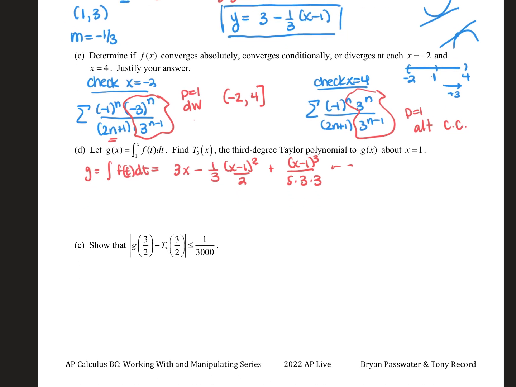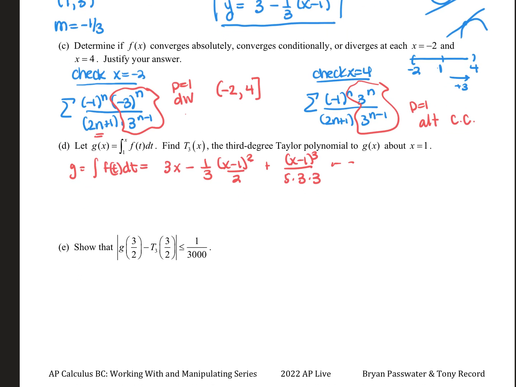E. Show that this is true. So this is saying our real value minus our approximate value is less than or equal to this. So this is talking about the error. Now notice this is an alternating series, so we can use the alternating series error bound. So for a convergent alternating series, the error is less than the first omitted term.